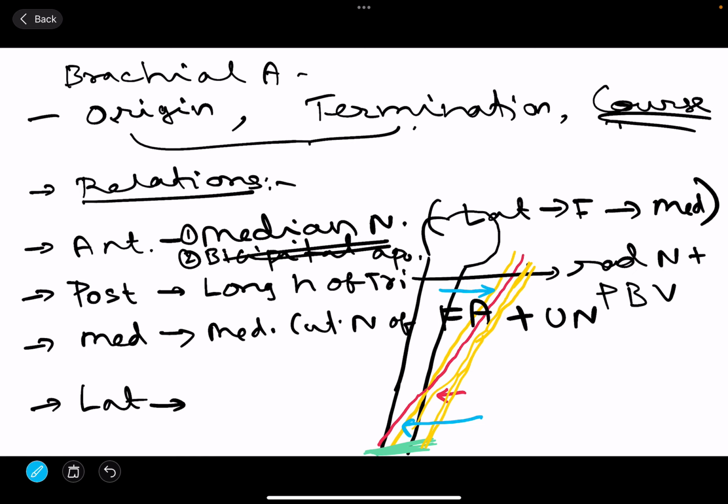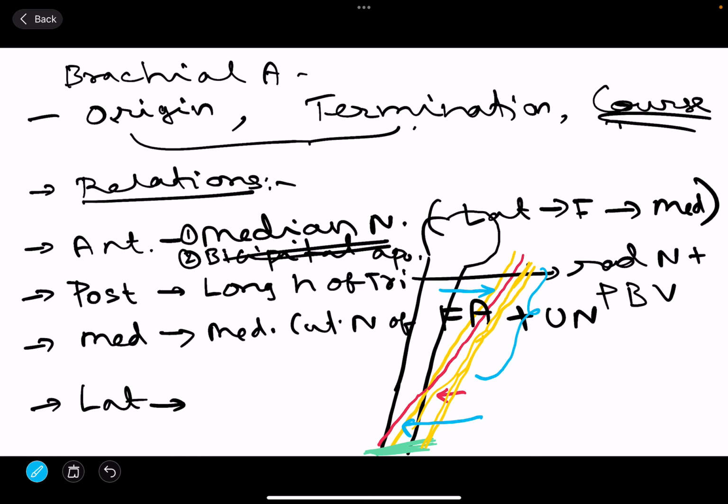So in the upper part, the medial relation is the medial cutaneous nerve of forearm and the ulnar nerve, and in the lower part, it is the median nerve that lies medial to this red line, that is the brachial artery. Okay, so this can be a little complicated for you to understand, but trust me, once you read your textbook and try to understand the concept, it's going to be very easy for you.